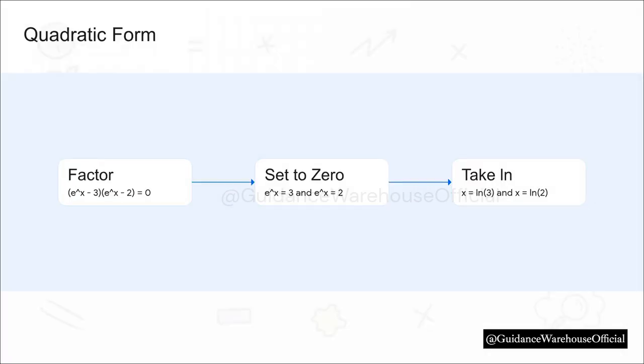Okay, now let's tackle a more complex equation that constantly trips students up. e to the 2x minus 5 times e to the x plus 6 equals 0. Honestly, this looks terrifying, but it's totally a disguise. You just treat this exactly like a simple quadratic equation. It factors really cleanly into e to the x minus 3 times e to the x minus 2 equals 0. Set both of those to 0, hit both sides with a natural log, and your answers are simply x equals ln of 3 and x equals ln of 2.